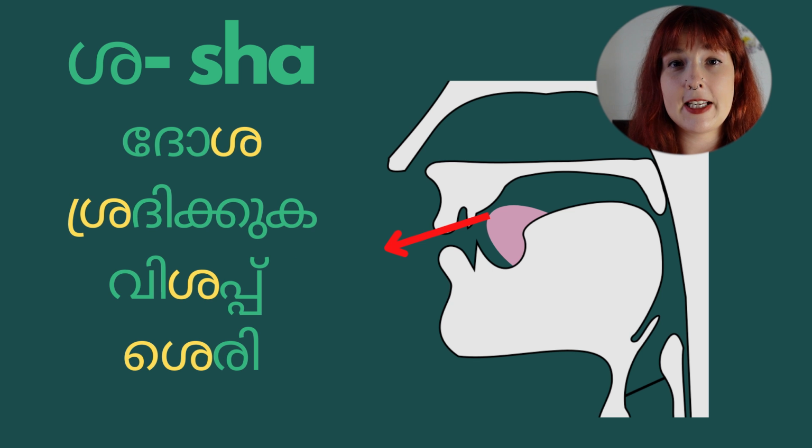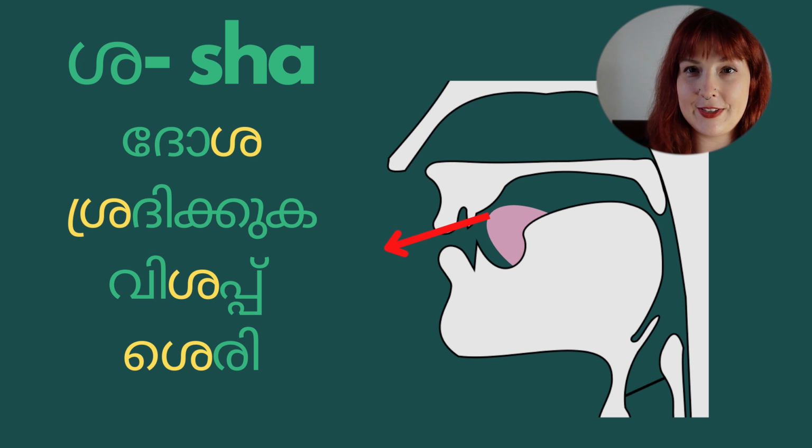All right, let's look at some examples of how sha is used. So we have dosha, shradhikuga, vishipu, sheri. All right, so far so good.